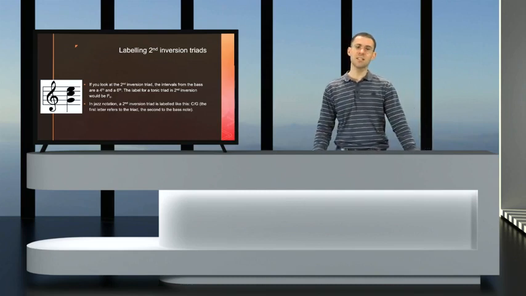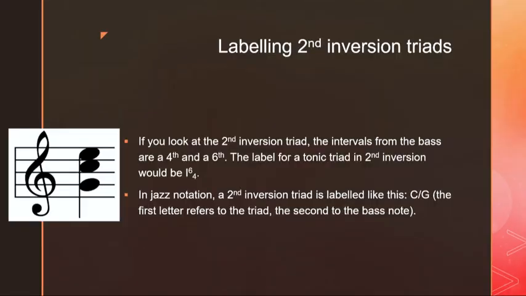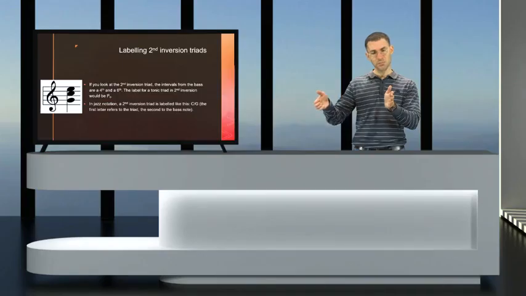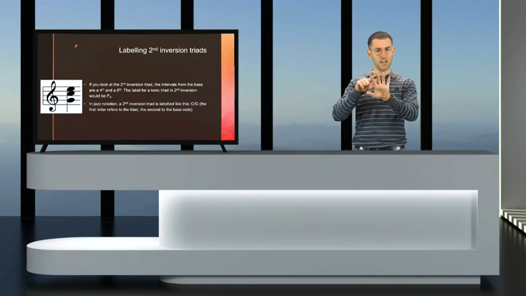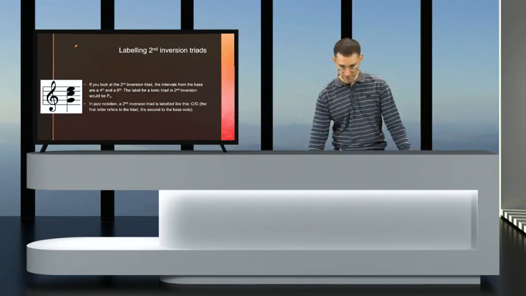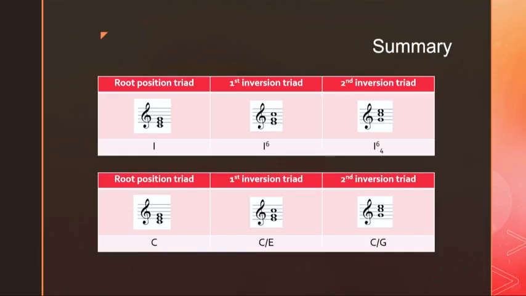In jazz notation, a second inversion triad is labeled like this. It's got a C to indicate what kind of chord it is. In this case, we're working with a C chord. It's based on C. And then the note that is in the bass is after that, G. If you were working with an F chord, for example, and it was in second inversion, it would be F and then C just after that, because F, A, C is the chord, and C is the last note of it. Okay, now here's a little summary just to help you.